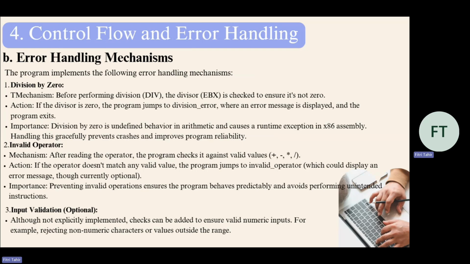2. Invalid operator. After reading the operator, the program checks it against valid values. If the operator doesn't match any valid value, the program jumps to invalid operator, which could display an error message, though currently optional. Preventing invalid operations ensures the program behaves predictably and avoids performing unintended instructions. 3. Input validation. Although not explicitly implemented, checks can be added to ensure valid numeric input, for example, rejecting non-numeric characters or values outside the range.